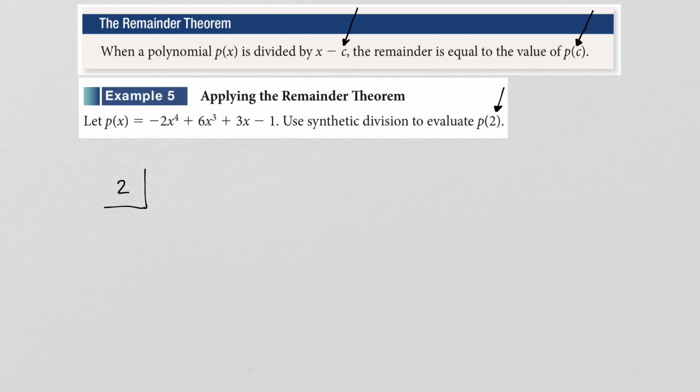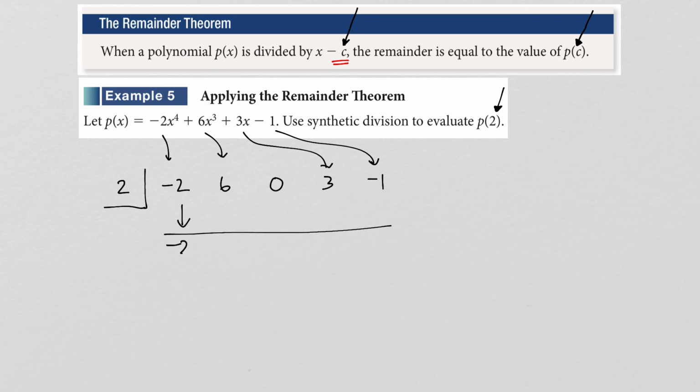And you remember, you always take the opposite of whatever this number is. Well, the opposite of negative c is c. So when you're trying to find a function value, it's really cool. You just put that value in the box. Then we have to get all the coefficients. So we have -2 x to the 4th, +6 x cubed. Notice that we have 0x squared once again. Then we have 3x, and finally -1.